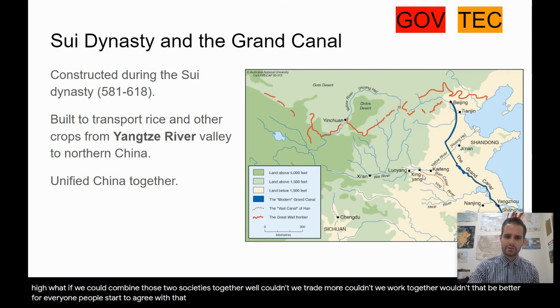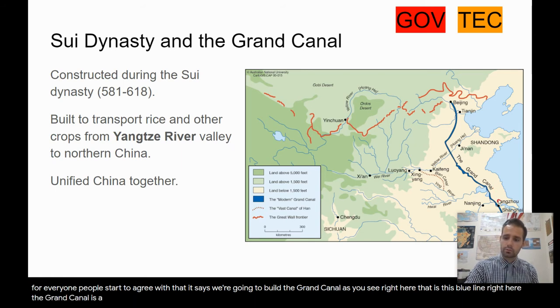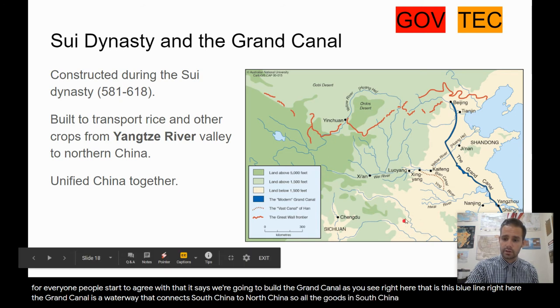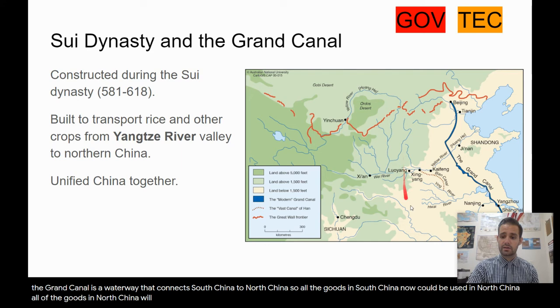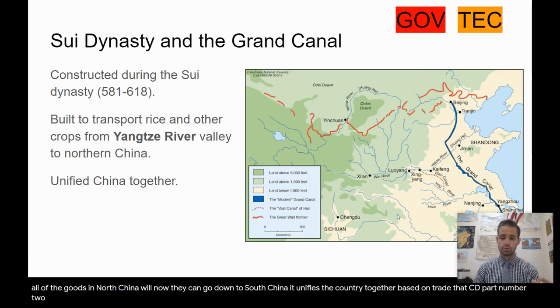And so what happens is that the government says, we're going to build the Grand Canal, as you see right here. That is this blue line right here. The Grand Canal is a waterway that connects South China to North China. So all the goods in South China now could be used in North China. All of the goods in North China, well, now they can go down to South China. It unifies the country together based on trade. That's Conrad Demarest part number two, that you're unifying people together. Instead of having two separate societies, now they're one society.